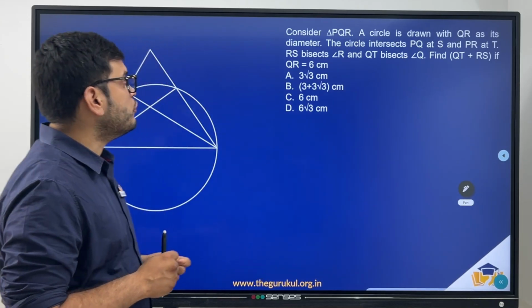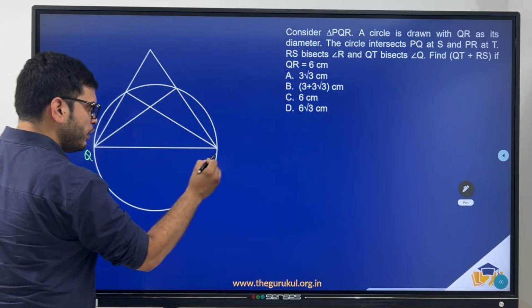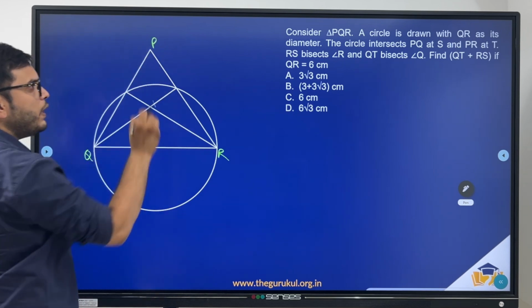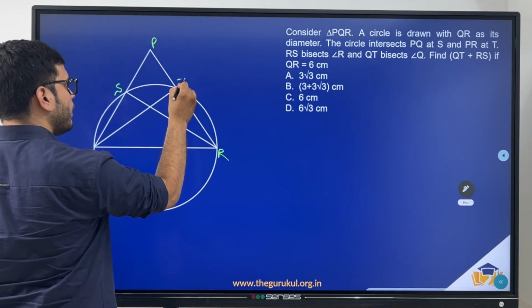Now coming to the fourth question. Consider triangle PQR. A circle is drawn with QR as its diameter. Right. So let this be QR. Let this be point P. The circle intersects PQ at S and PR at T.